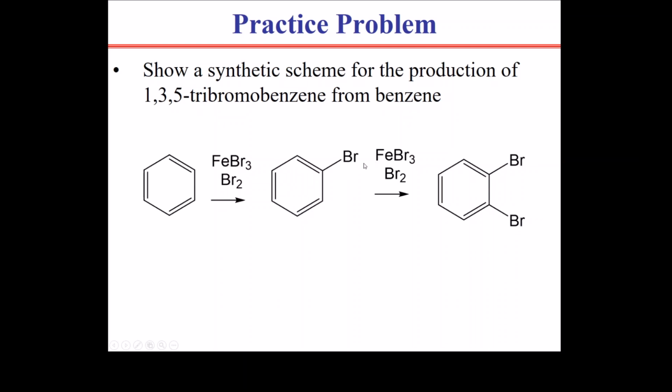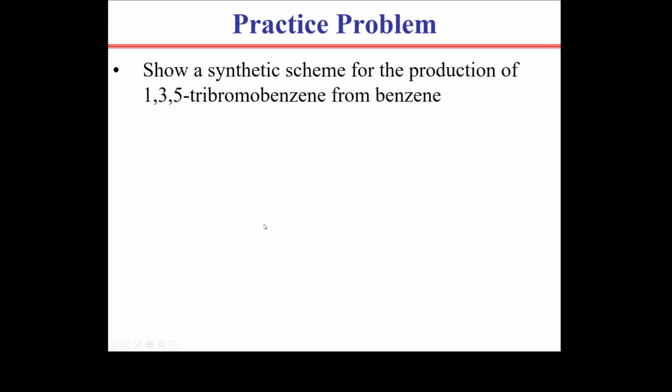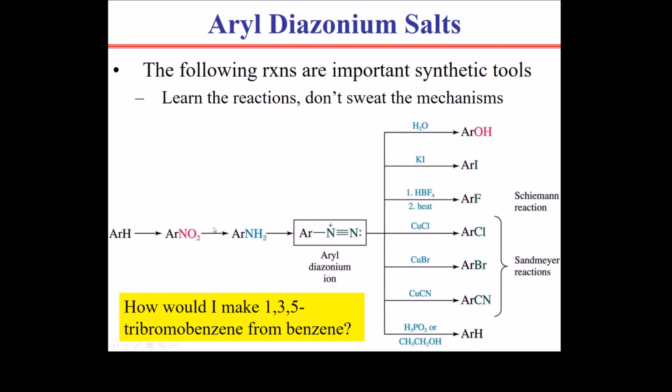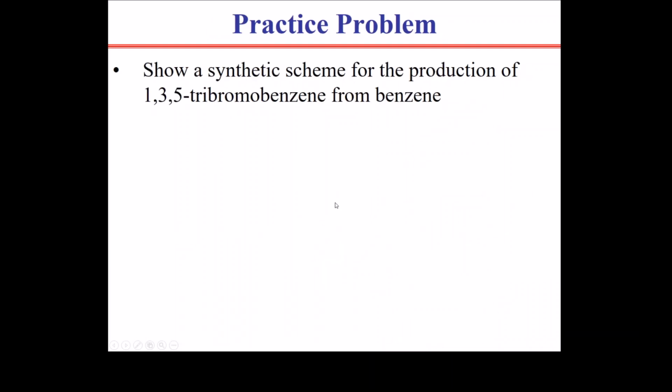And then you try it again, but this bromine right here is ortho-para-directing. So the second round would put a bromine here at this ortho position, and we now have 1,2-dibromobenzene, and we're nowhere close to the compound that we want, 1,3,5-tribromobenzene. So this is where we need to go back and use this synthetic route that I just showed on the previous slide. We're going to make an aryl diazonium ion, and then we're going to cook that thing off and replace it with a hydrogen.